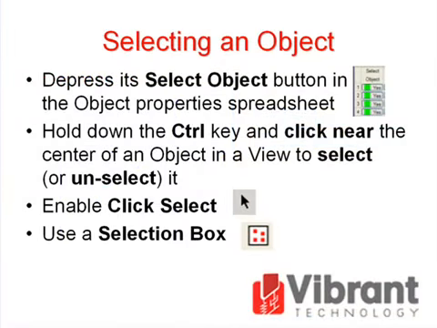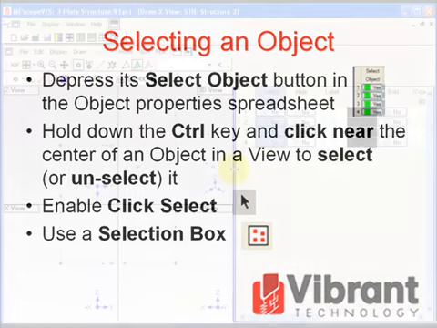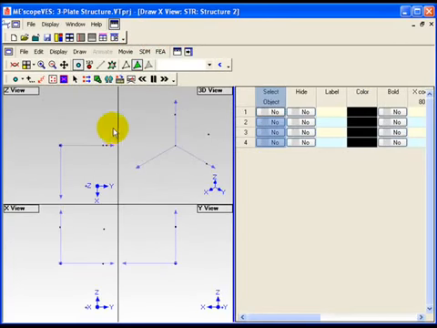There are several ways to select objects of the current object type. Depress its Select Object button in the Object Properties spreadsheet. Hold down the Control key and click near the center of an object in the view to select or unselect it. Enable Click Select, or use a selection box. Execute Edit, Select Objects, Click Select to enable Click Select. Execute Edit, Select Objects, Click Select again to disable Click Select.